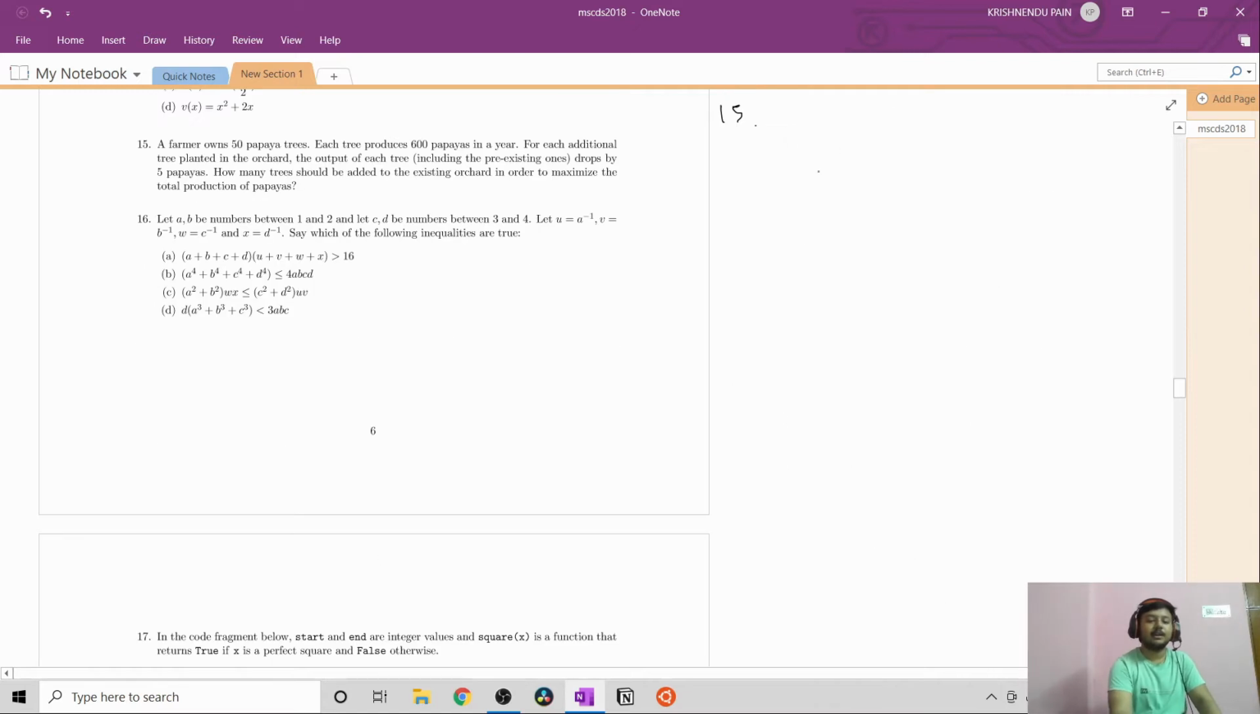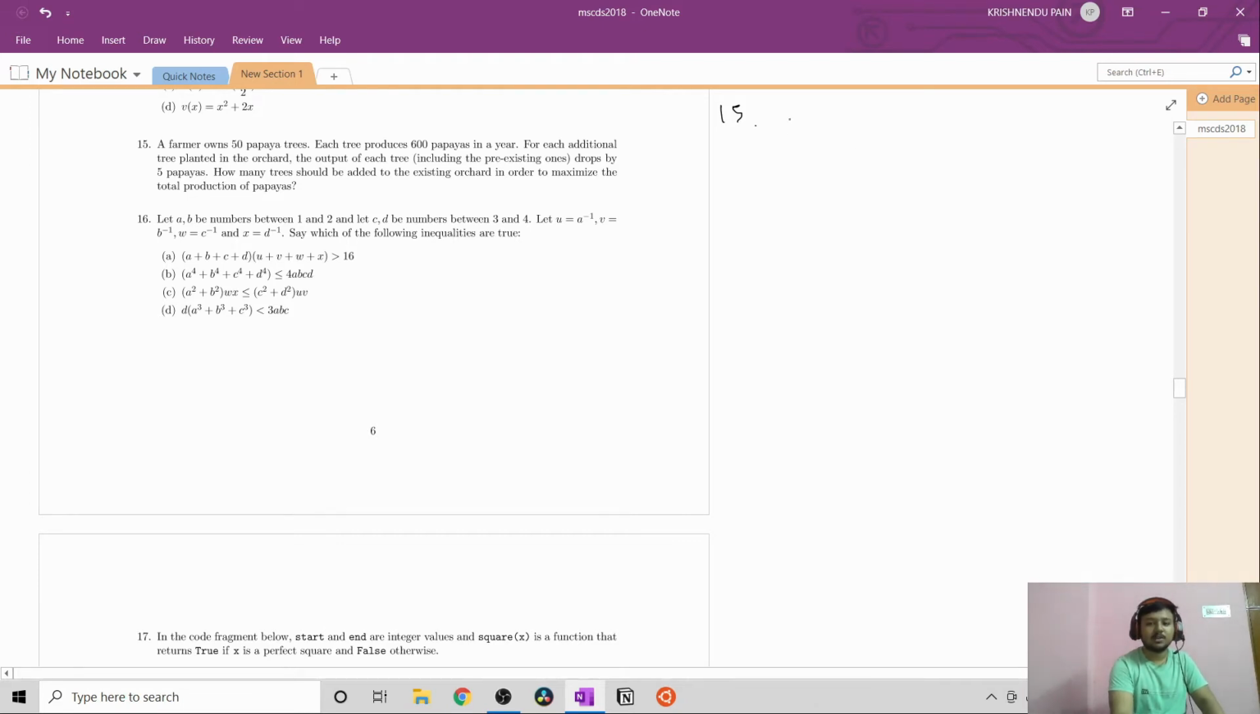Question number 15. A farmer owns 50 papaya trees. Each tree produces 600 papayas in a year. For each additional tree planted, the output of each tree drops by 5 papayas. How many trees should be added to the existing orchard in order to maximize the total production?